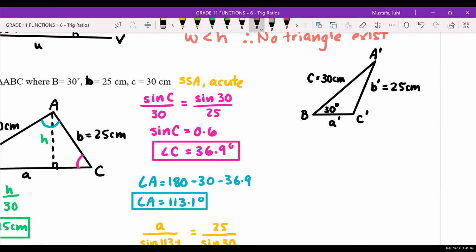All right, so to show our work there, I'm actually going to use completely different colors. So angle C prime is going to be 180 degrees minus whatever C was, which is 36.9. So it's going to be 180 minus 36.9, and it's going to be 143.1 degrees.